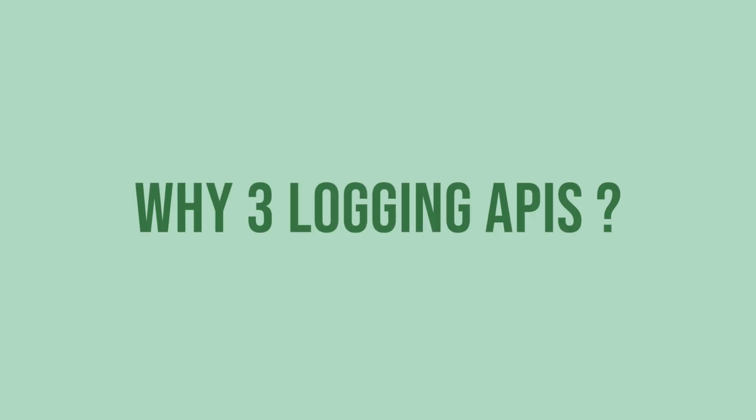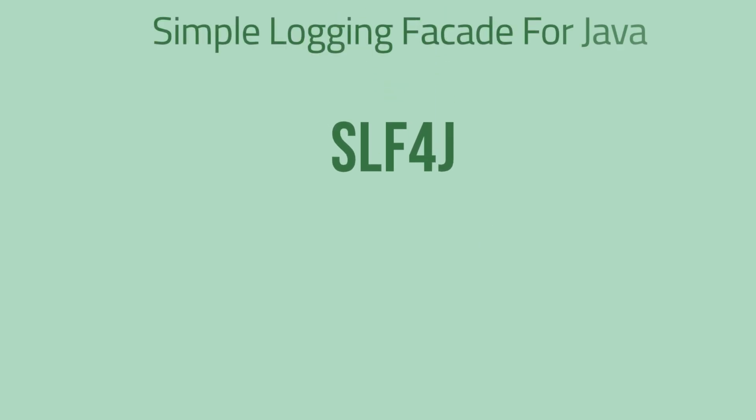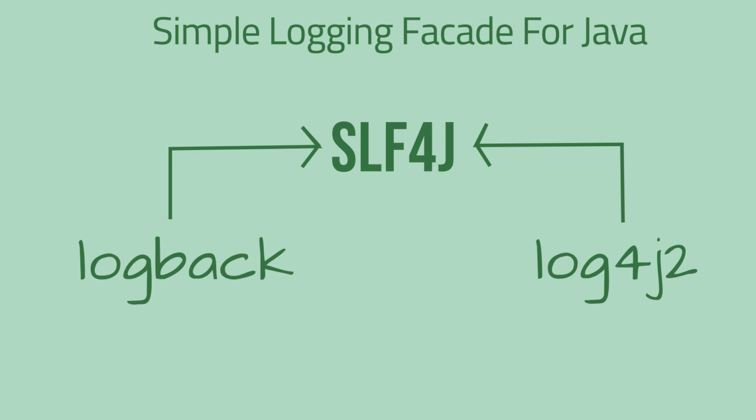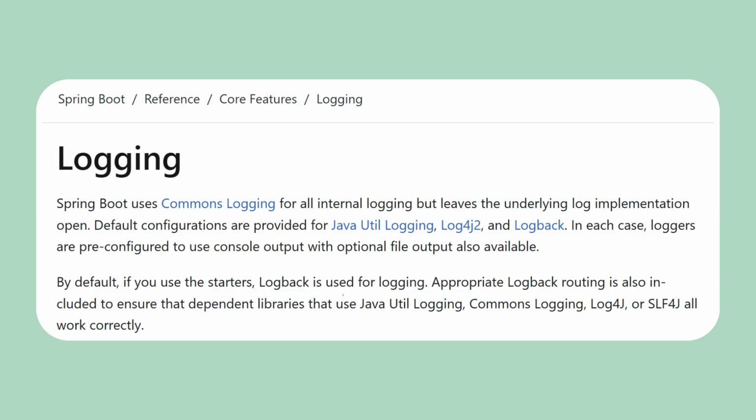Why do we have SLF4J, Logback, and Log4j2 in the same sentence? Is there any difference among these three? Let's begin with SLF4J. It stands for Simple Logging Facade for Java. And like the name suggests, it doesn't do any actual logging. Instead, SLF4J acts as a common interface. Logback and Log4j2 are its implementations. Spring Boot uses Logback by default, but you can plug in Log4j2 if you prefer.